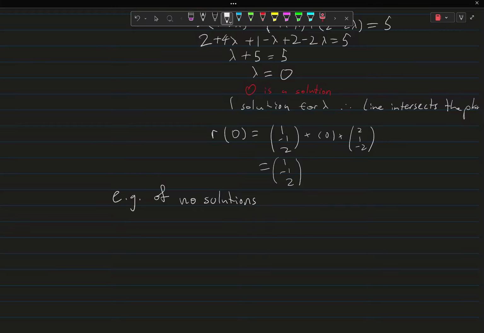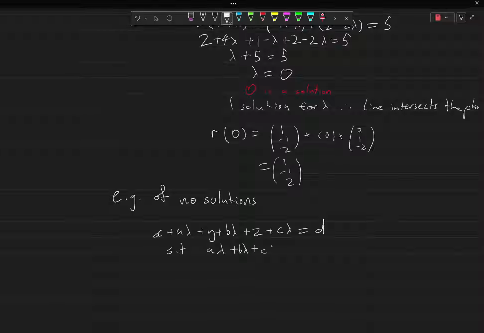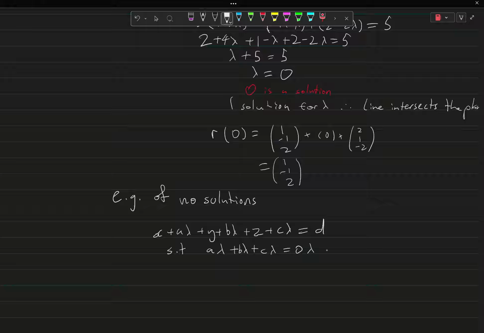We would have something like, once we sub in x, y, z, x plus a lambda plus y plus b lambda plus z plus c lambda equals d, such that the lambdas added together will cancel out and equal 0. So there will be no lambda in the actual equation.